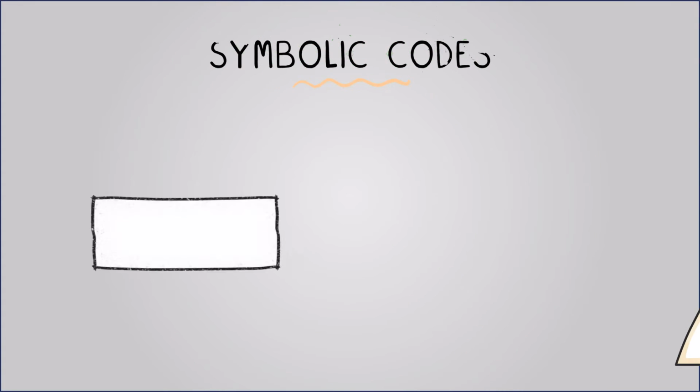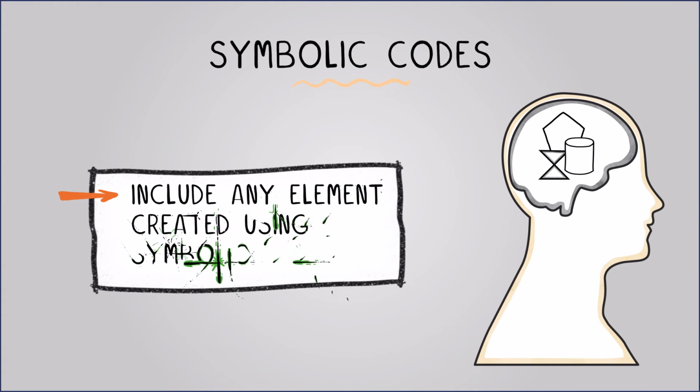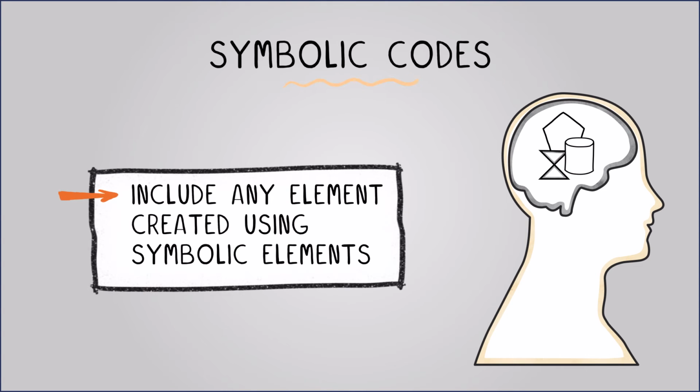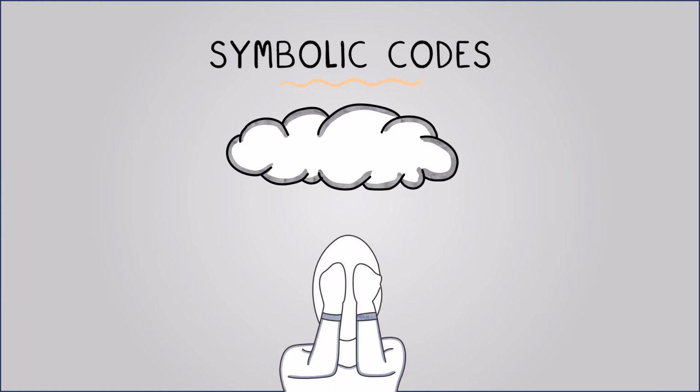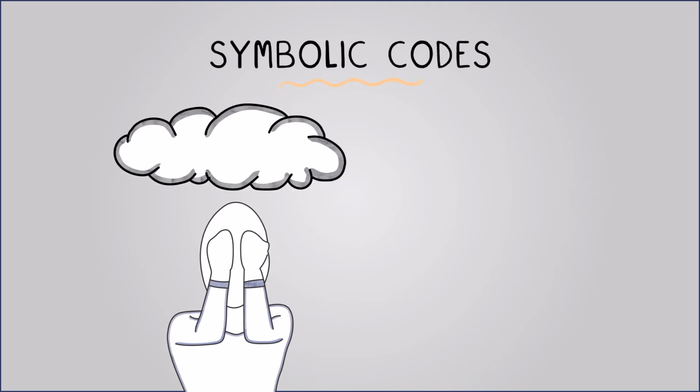Symbolic media codes include any element of the media product created using symbolic elements. This means using a product or effect to create a feeling or add a hidden meaning. Typically, the meaning of these codes don't come from media, but the real world. However, we can use the context we gain from the real world to add meaning to our media products. For example, a rainy scene in a film can symbolize sadness and despair.